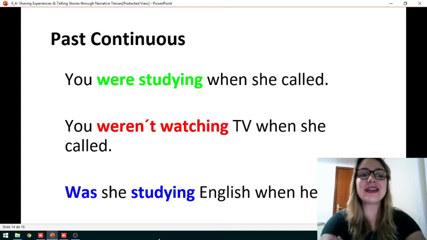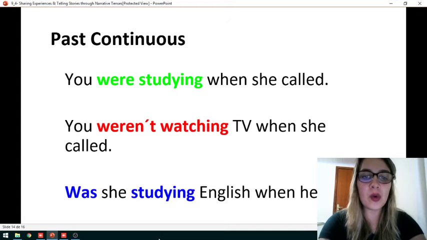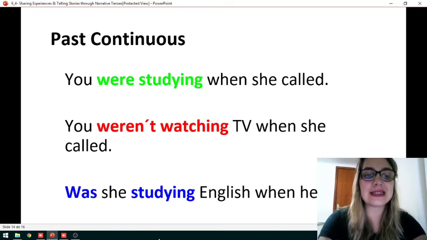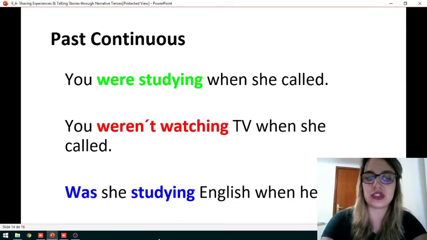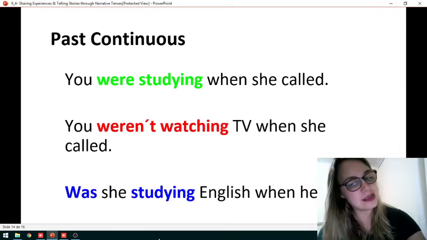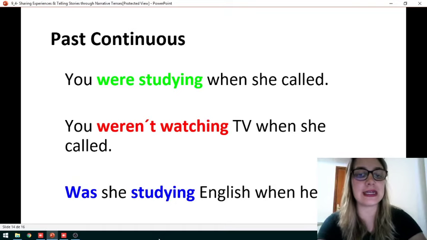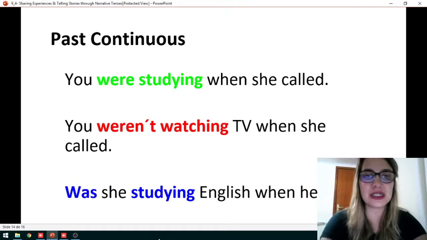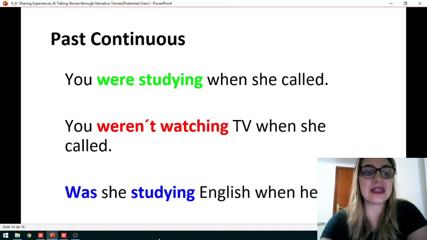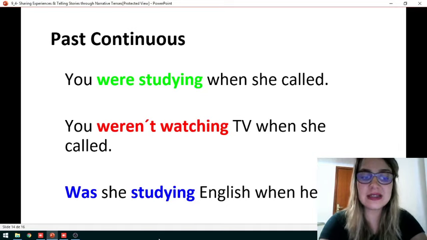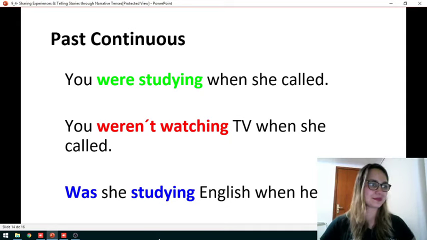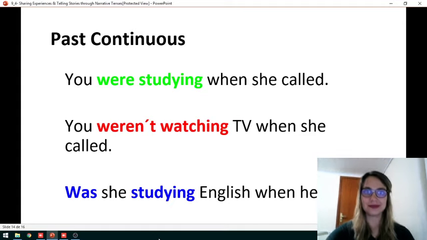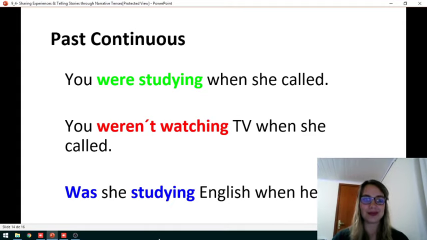All right, let's look here. Now, let's look at the last example, the question. Was she studying English when he called? So if I look at this and I ask this question, how would I answer this question? Yes, she was, or yes, she studying? Leave a message in the comments. What do you guys think? How would I answer this question? Yes, she was, or yes, she studying?